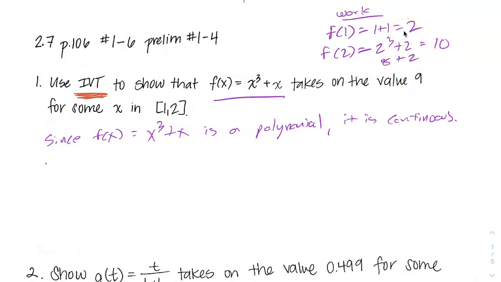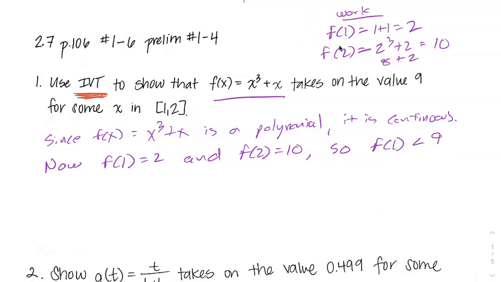So all we've got to say is, now that we know f of 1 equals 2 and f of 2 equals 10, 9 is going to fall between these two values. We're not going to say 9 is between 2 and 10. That's obvious. You've got to use these values instead. So you're going to say f of 1 is less than 9, which is less than f of 2. Because we're talking about 1 and 2 here. So we want to show that the y values of 1 and 2 are below and above the 9 we want. So we have that part down.